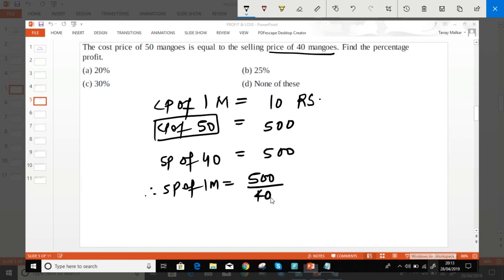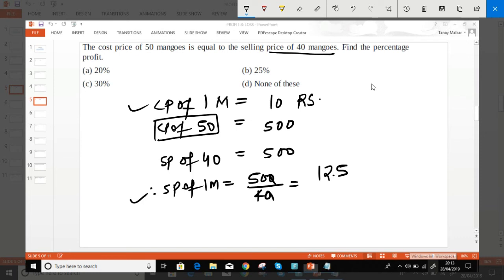Okay, so 500 divided by 40. So the selling price of one mango will be 4 ones are 4, 12.5. Okay, so you have a cost price of one mango, you have a selling price of one mango. Can I find percentage profit?